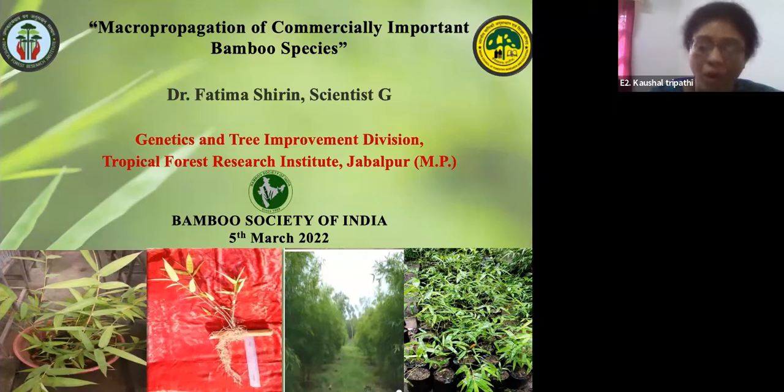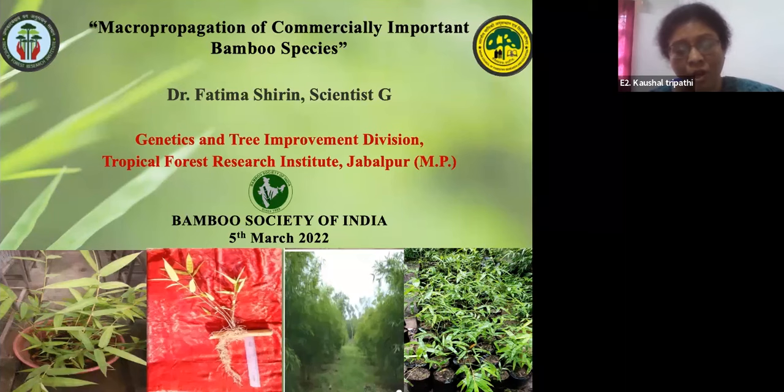So there is demand for bamboo planting material for raising these plantations, and these plants can be produced through seeds also. But as we know, bamboo has a unique character of flowering after long cycles, maybe after 30 or 35 years. Sporadic flowering is there in some species, some species flower gregariously, and some species are not known to flower at all. So the supply of seed is not consistent.